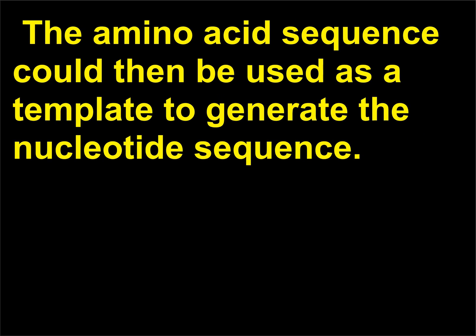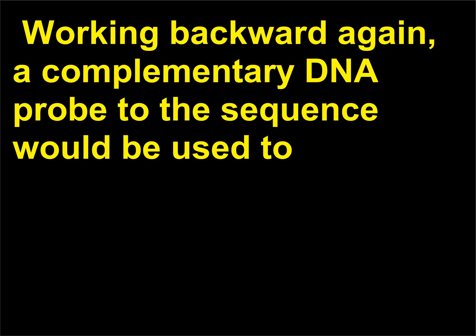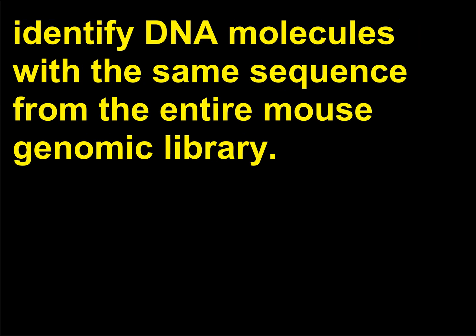The amino acid sequence could then be used as a template to generate the nucleotide sequence. Working backward again, a complementary DNA probe to the sequence would be used to identify DNA molecules with the same sequence from the entire mouse genomic library.